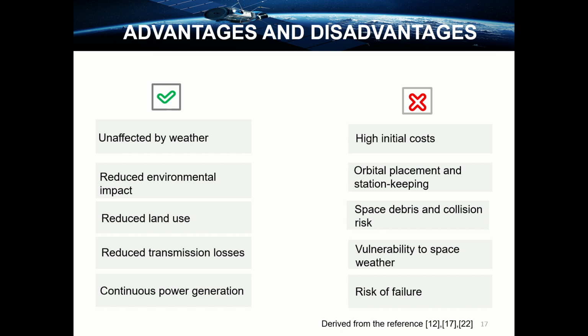There are many advantages and disadvantages. The advantages of space-based solar power are: first, it is unaffected by weather. Second, reduced environmental impact. Third, reduced land use. Fourth, reduced transmission losses. Fifth, continuous power generation. The disadvantages include high initial cost, orbital placement and station keeping, space debris and collision risk, vulnerability to space weather, and risk of failure.